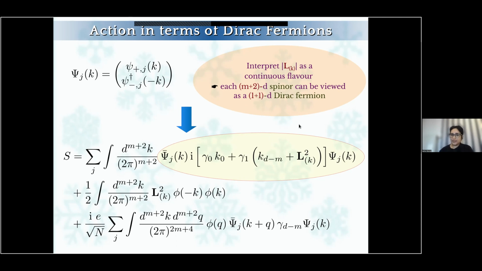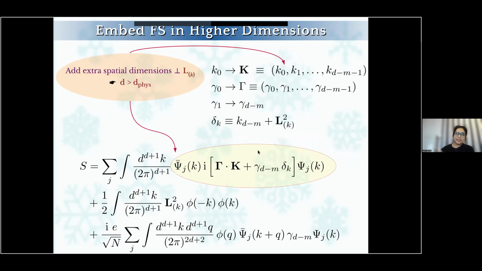So the reason that we rewrote in this form is that it looks like the action of a Dirac fermion, and now we can use the entire machinery that is available for us from the quantum field theory of high energy physics for this kind of fermions. But that was the original action.